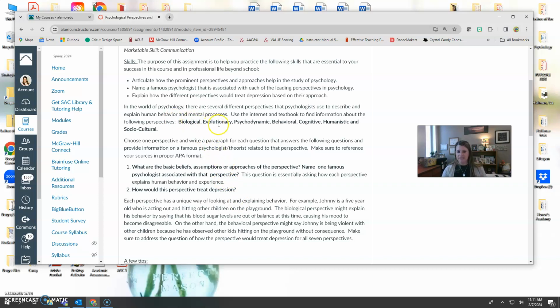And then paragraph number 2 is how would that perspective treat depression? Obviously, each of these perspectives is its own distinct perspective because they look at human behavior a little bit differently from one another. So take that understanding of their major lens or perspective and how would they treat depression, okay? So 2 paragraphs.